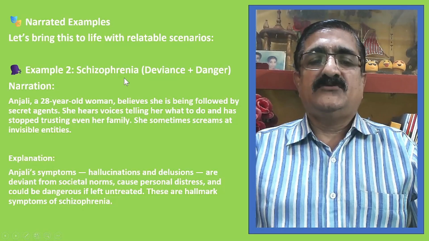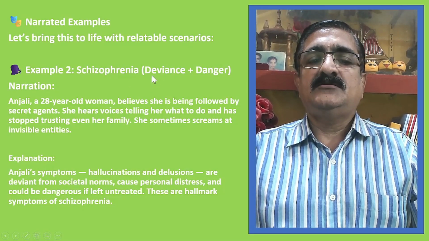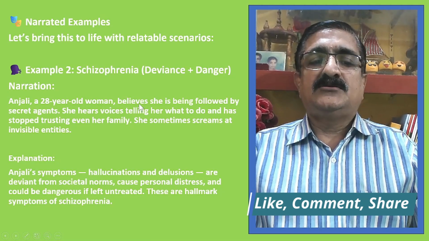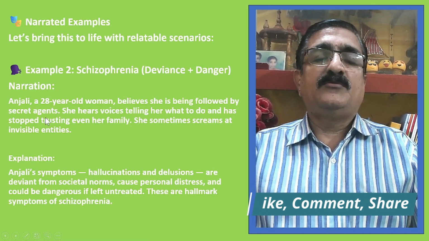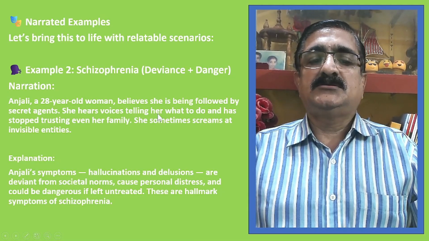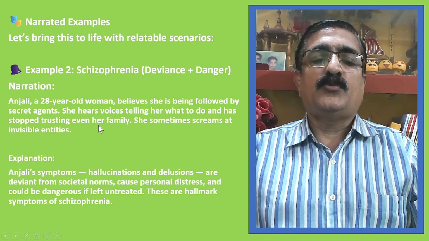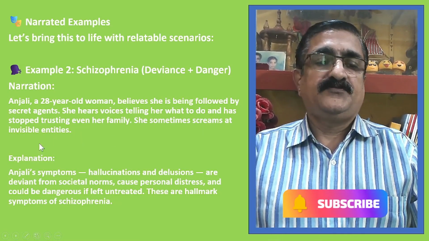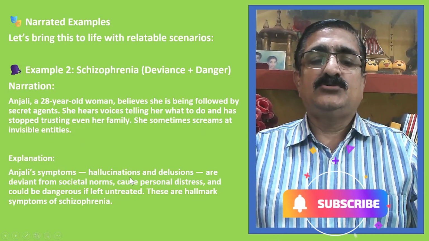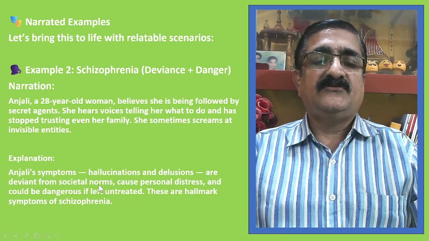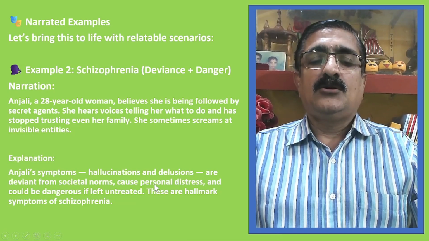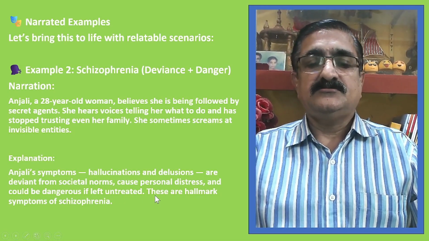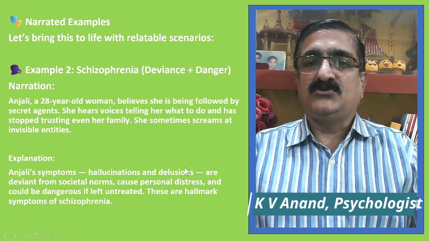The second example is of schizophrenia. In schizophrenia, we will find two Ds, that is deviance and danger. Anjali, a 28-year-old woman, believes she is being followed by secret agents. She hears voices telling her what to do and has stopped trusting even her family. She sometimes screams at invisible entities. The explanation: Anjali's symptoms, hallucinations and delusions, are deviant from societal norms. They cause personal distress and could be dangerous if left untreated. These are hallmark symptoms of schizophrenia.